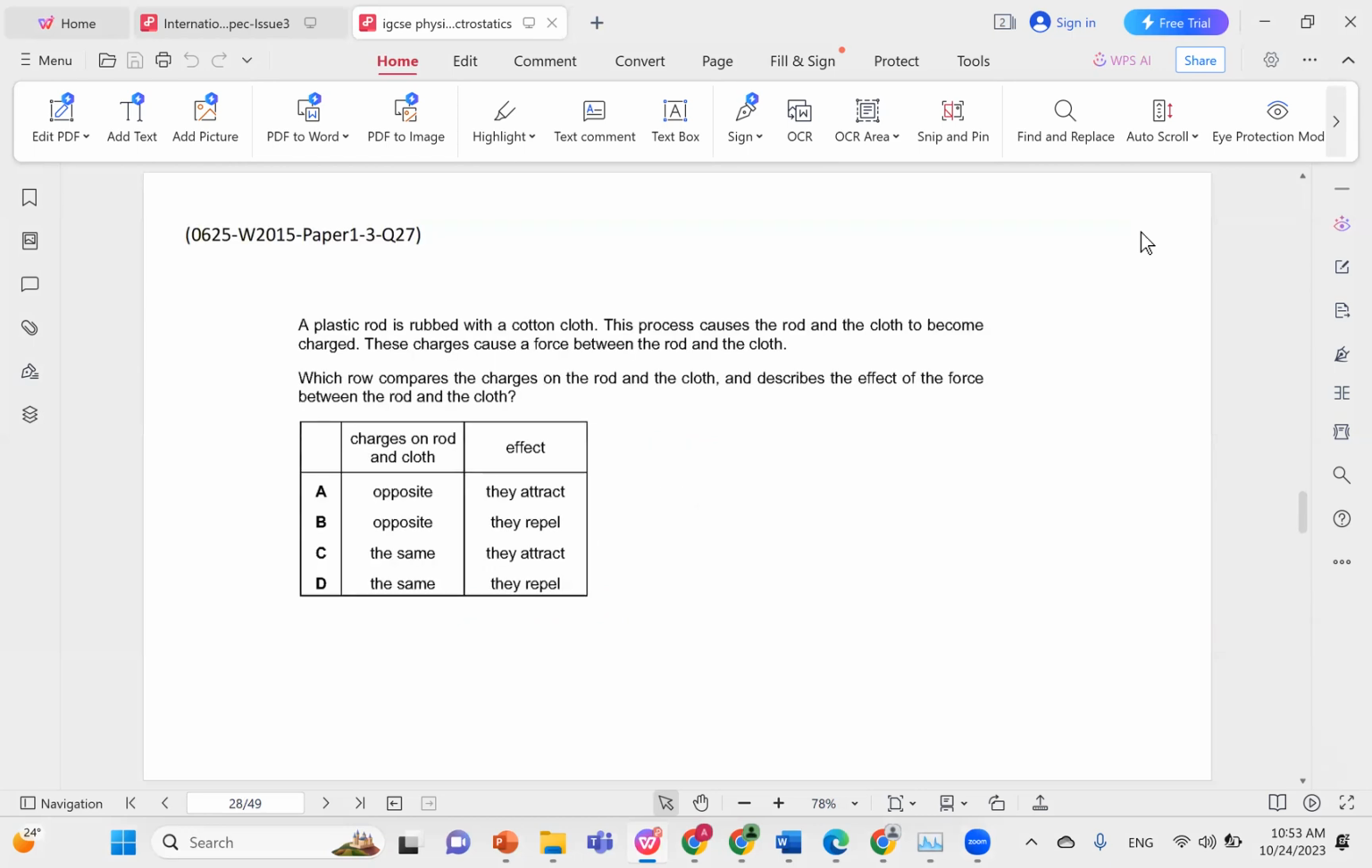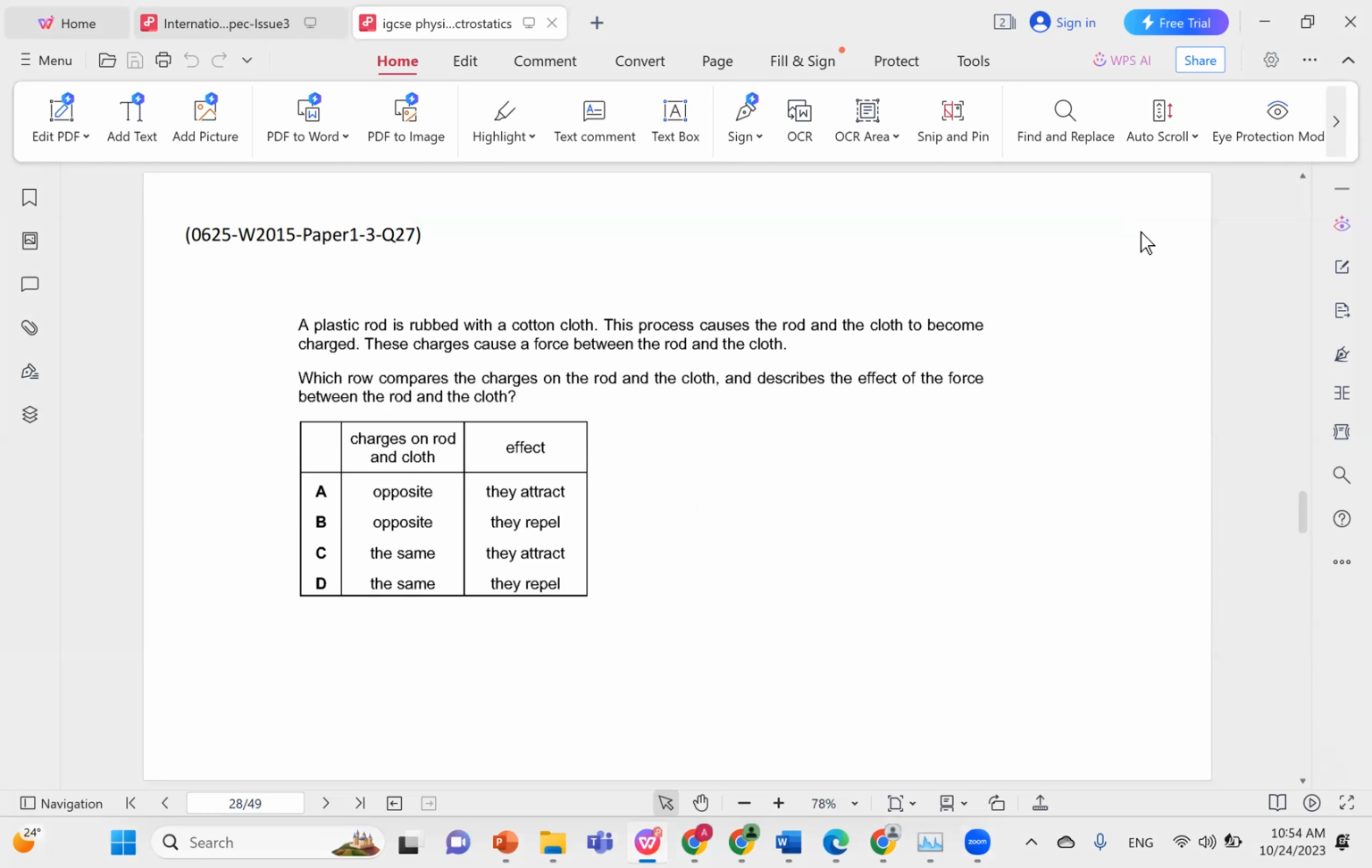A plastic rod is rubbed with a cotton cloth. This process causes the rod and the cloth to become charged. These charges cause a force between the rod and the cloth. Which row compares the charges on the rod and the cloth and describes the effect of the force between the rod and the cloth?